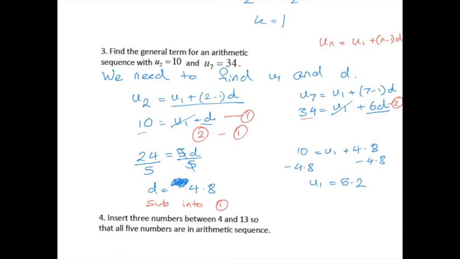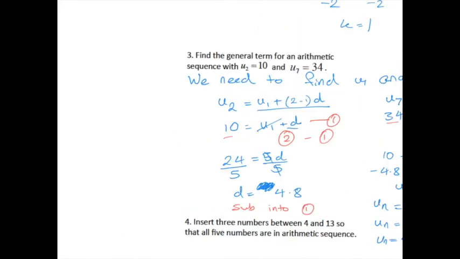Beautiful. And I'm still not finished, but well, one thing at a time. I'll just stop and let everyone keep going. What do I still need to do? The general term, or the UN. So let's write the rule again. UN is U1 plus (N minus 1)D. So what does that become? 5.2 plus (N minus 1) times 4.8, which becomes 4.8N. Now, 5.2 minus 4.8 I think is 0.4. So that's my general rule, and I'm finally done.